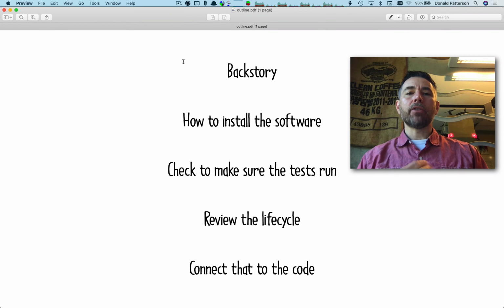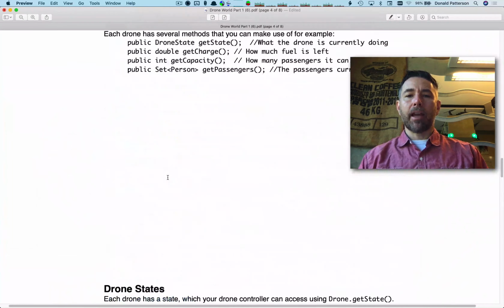We read the backstory, showed you how to install the software, showed you how to check that the tests run, showed you what the life cycle was, and I connected that life cycle to the code for you. So the last thing that you might need to know is what are some of the things about the simulator world that you can work with? Well, that's also in this document that I gave you.